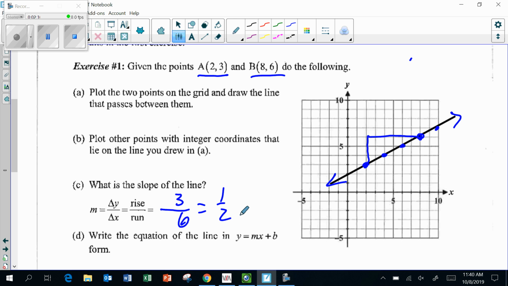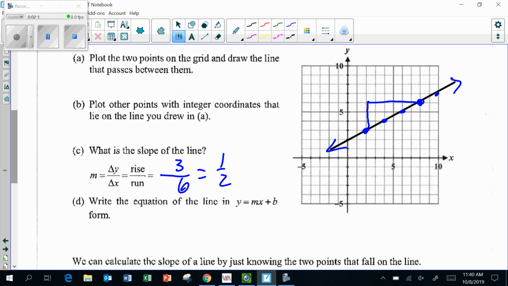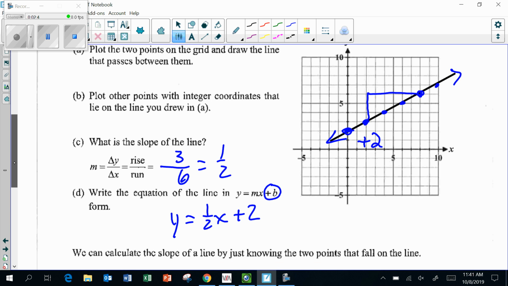Okay, and then write the equation of the line in y equals mx plus b form. y equals 1 over 2 x. Then you have to determine what the y-intercept is, because it's not given to you directly, but if you drew the line good enough, you can see that the line crosses the y-axis at positive 2. So the equation would be y equals 1/2 x plus 2. That's one way to write the equation of the line given some points. Put it on a graph, go from there.